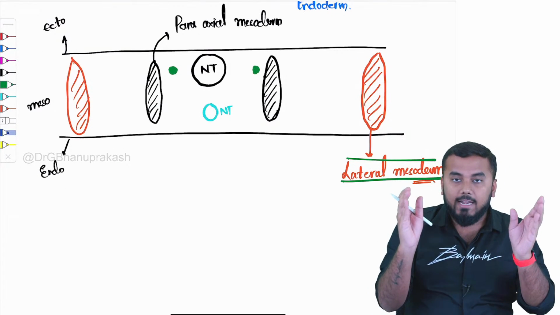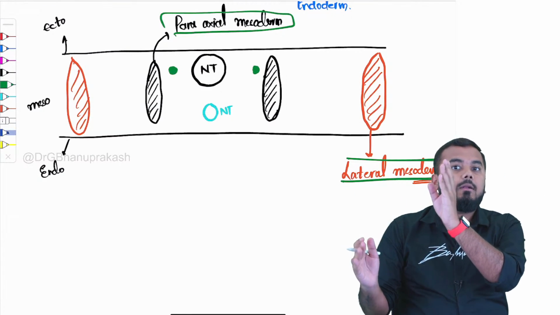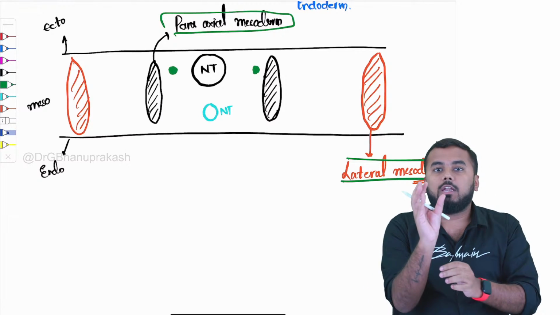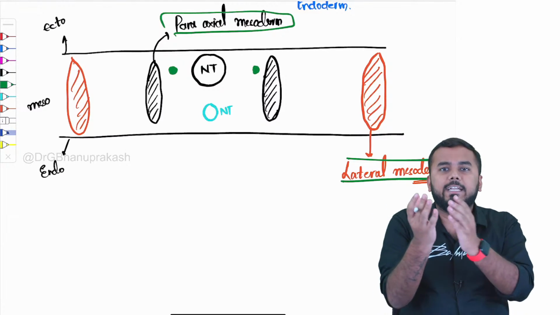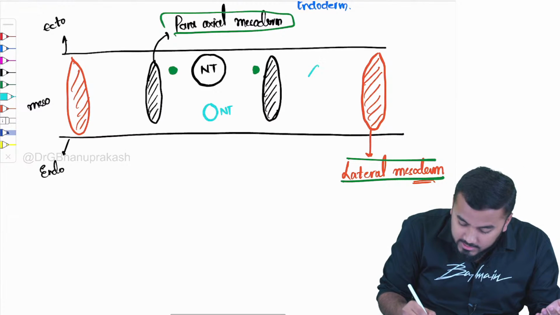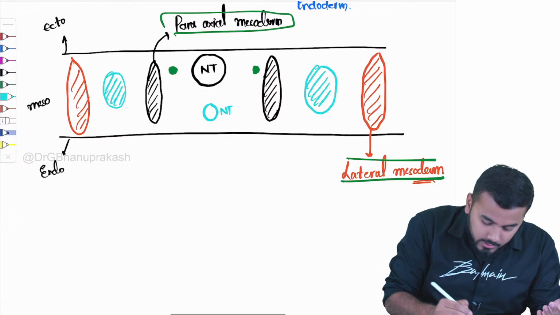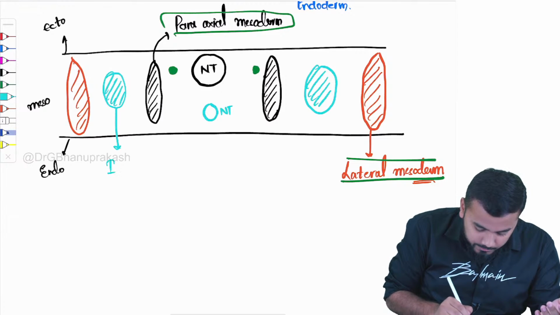So we have got lateral mesoderm, we have got paraxial mesoderm. In between lateral and paraxial mesoderm, whatever mesoderm I will have, I will call it intermediate because it is in between both of them, isn't it? So this mesoderm is called intermediate mesoderm.